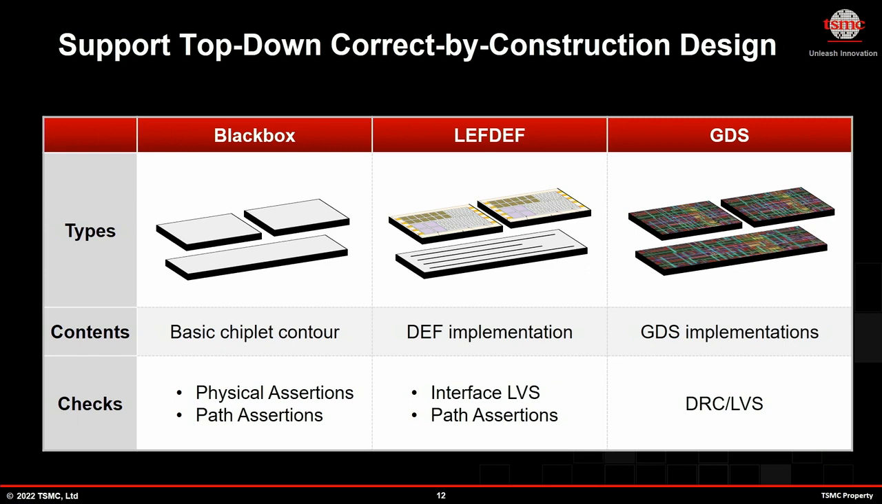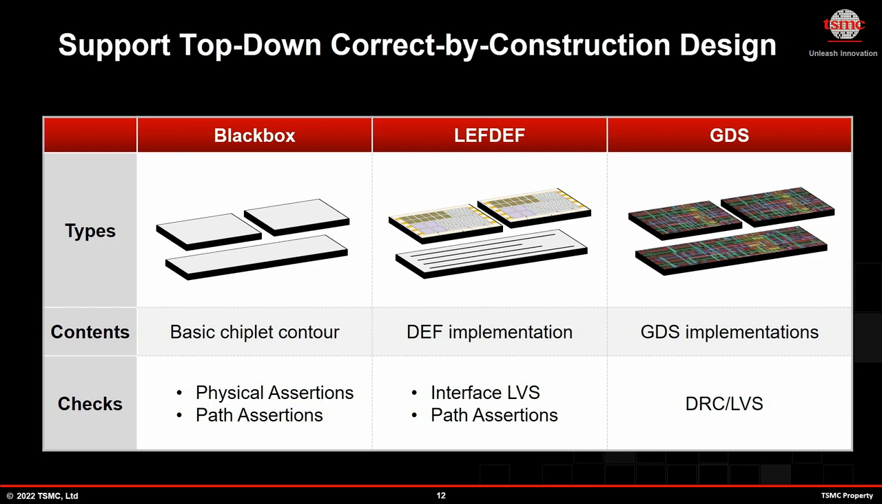And then in the layout stage, where the design is really placed and routed, we can find the right locations because 3Dblox defines exactly where this interface happens. It can automatically help you call the corresponding interface LVS deck to check the interface LVS. And it also can check the path assertions carried over from the black box stage.